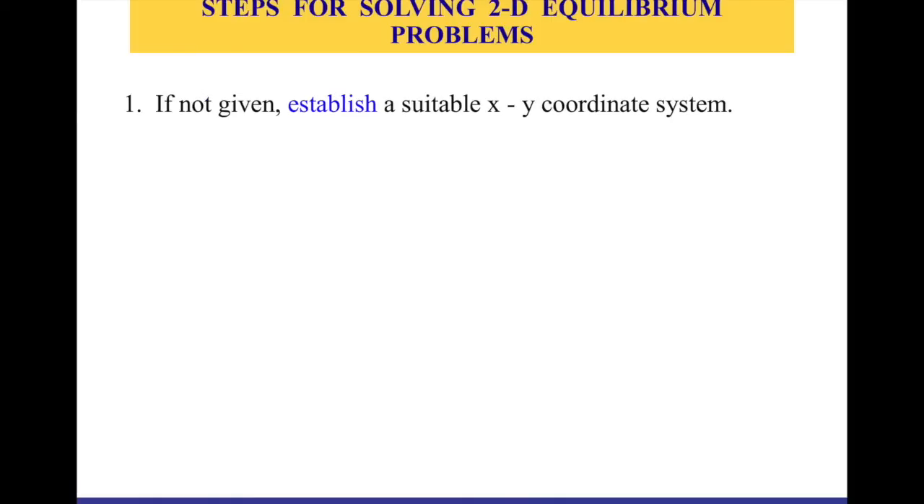So we have three steps to solving two-dimensional equilibrium problems of rigid bodies at static equilibrium. Step one, if not given, establish a suitable x and y coordinate system. What I mean by this is that you assume to the right is your positive x-axis and up is your positive y-axis. This is how you establish your xy coordinate system. Accordingly, a force going to the left is negative, and a force going down is a negative force in the y direction.